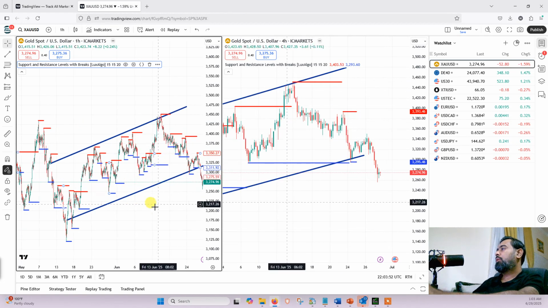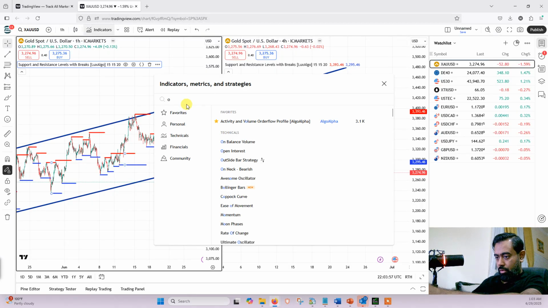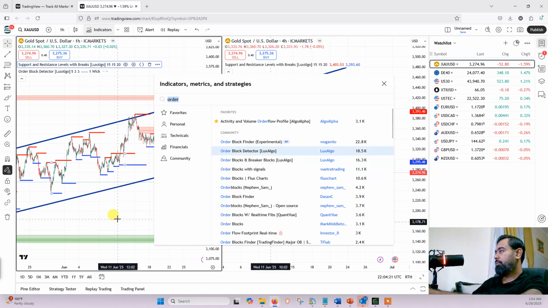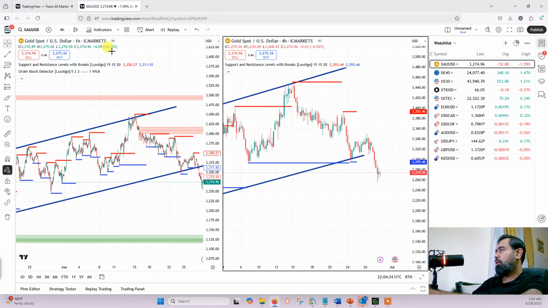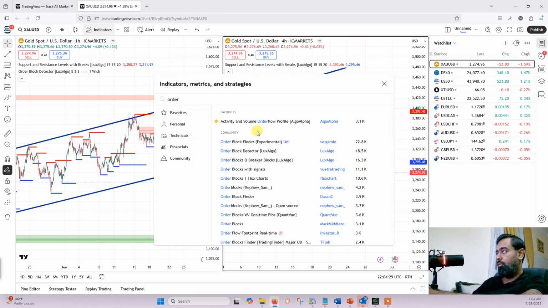Okay, after that we will go back to the indicators again, and we will type order blocks. So the order block strategy of Lux Algo, order blocks and breaker blocks. Okay, this one, or we can take the order block detector of Lux Algo. This one we don't need with the breaks because we already have support and resistance. So we will put this, done. We will come back on the H4 time frame and we will put the same order blocks indicator over here.